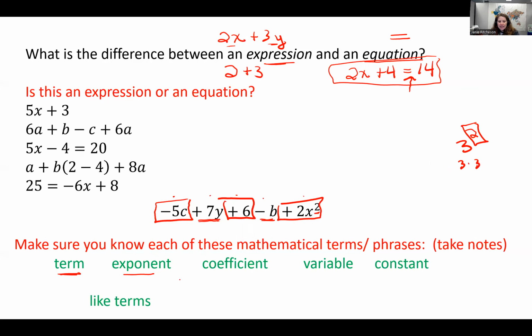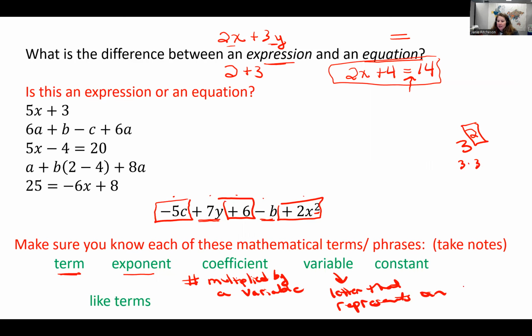A coefficient is the number multiplied by a variable. Now, what is a variable? A variable is a letter that represents an unknown value. In math, a variable is a letter that represents an unknown value. So a coefficient is the number that's multiplied by a variable, okay?